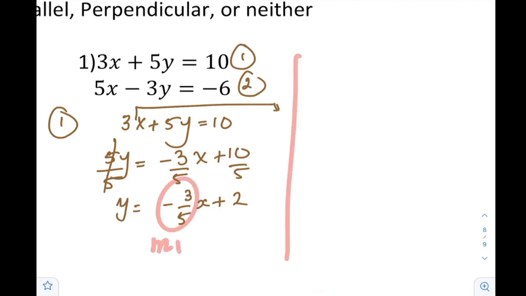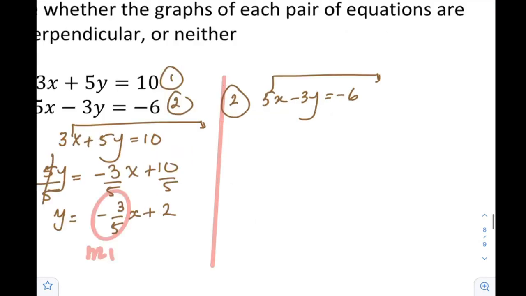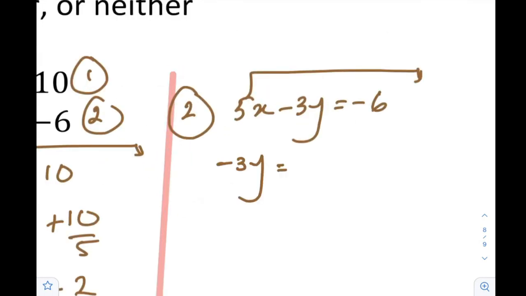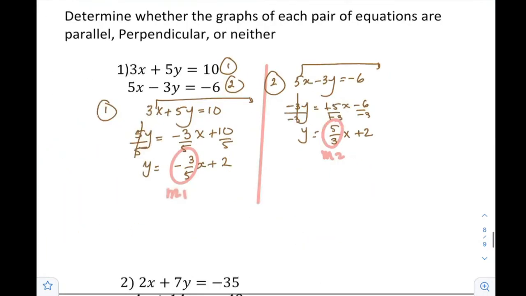I repeat the procedure again. And I will solve for y as well. Divide by minus 3. So y is negative goes with negative. Negative 6 over negative 3 is positive 2. And this is the second slope.